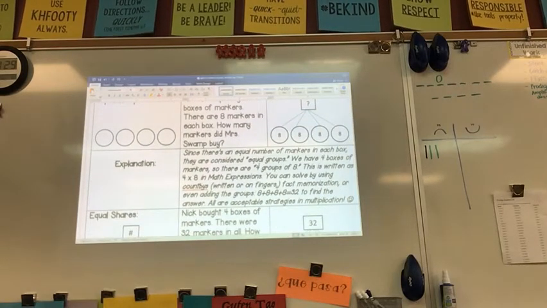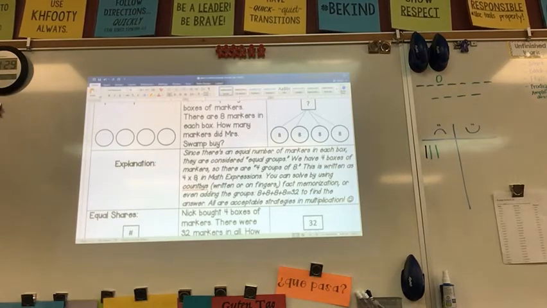Now here's the reminder. Because there is an equal amount in each group, they're equal groups. So I can use repeated addition. 8 plus 8 plus 8 plus 8. Or, because you guys have been doing these for a while, we know that we can say 4 groups of 8 is the multiplication problem. How would you write 4 groups of 8 as a multiplication problem?